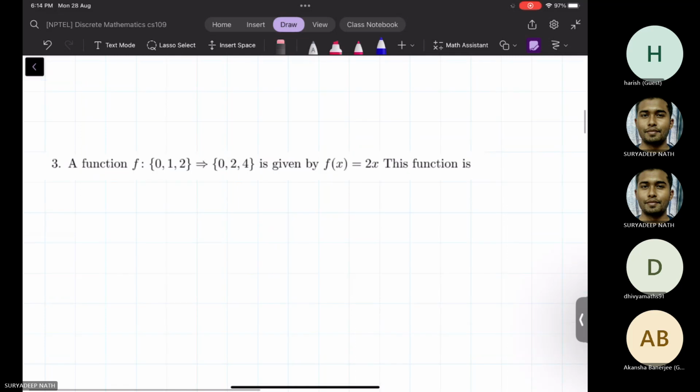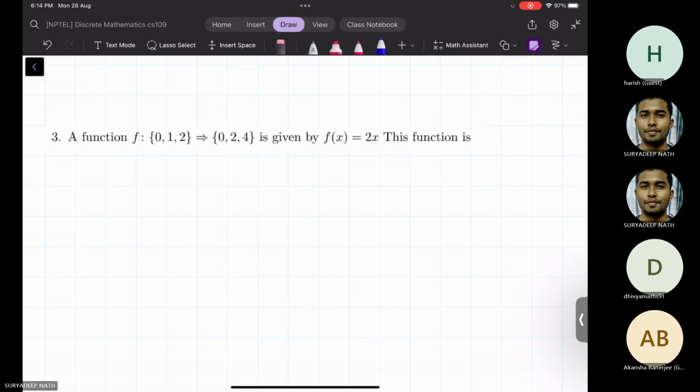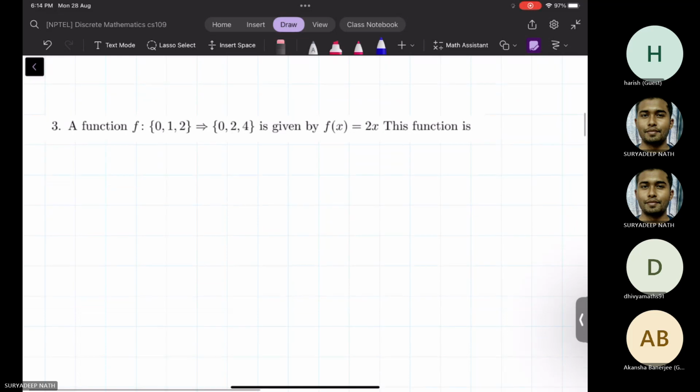Let us move on to question number 3. So we have been given a function f where the domain is {0, 1, 2} and the codomain is {0, ..., 4}, given by f(x) equal to 2x. So what function is this? So I'll again draw this function. So you have 0, 1, 2 and you have 0, 2, 4.